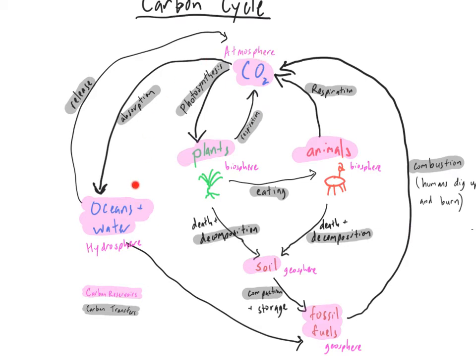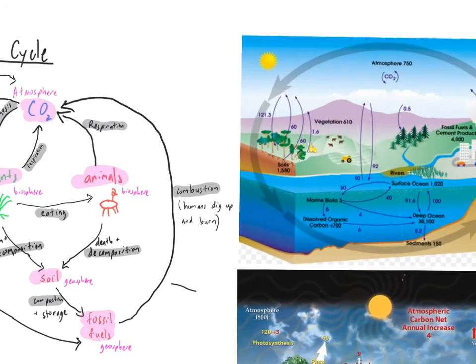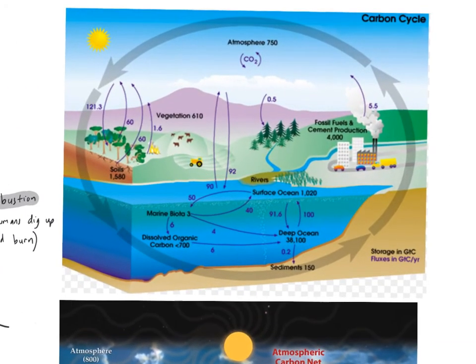We've got absorption and release into the hydrosphere, and back out of the hydrosphere into the atmosphere. Okay, so that's our big carbon cycle piece. Now I want to just add a few details about how much carbon is where and how much is actually transferring. So let's take a look at this image.